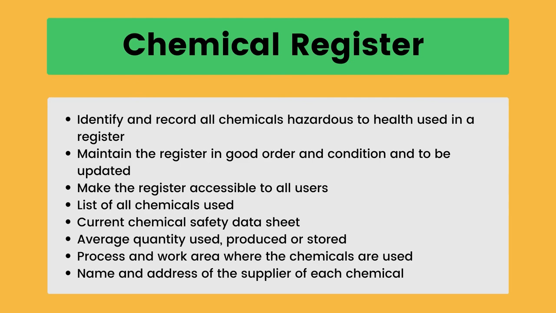The register contains the list of all chemicals used, current chemical safety data sheet, average quantity used, produced, or stored, process and work area where the chemicals are used, and name and address of the supplier of each chemical.